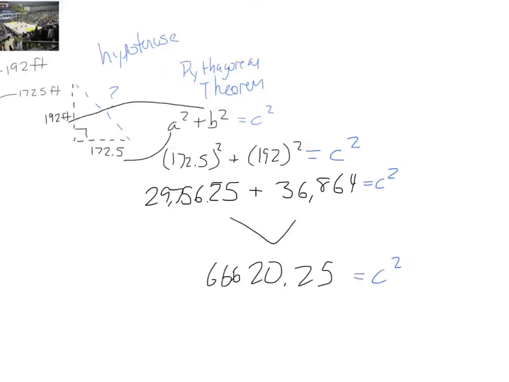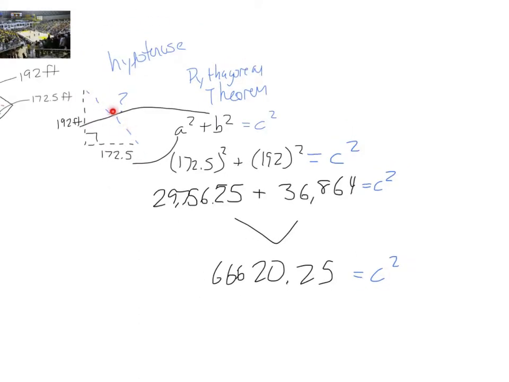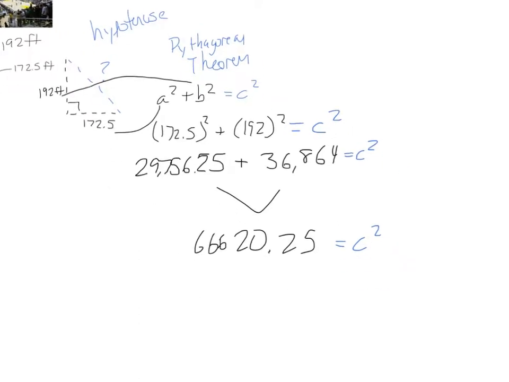Now, I need c by itself because I'm looking for that length of that triangle there. That's c. How do I do that? Well, let's take the square root of both sides. And so the square root of our answer, of 66,620.25, that equals 258 approximately, equals c, because again, the squared inside a square root cancels.